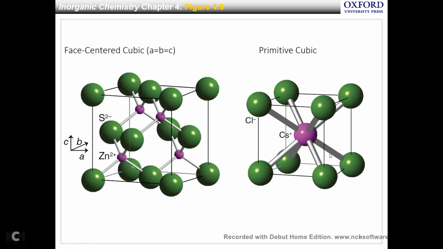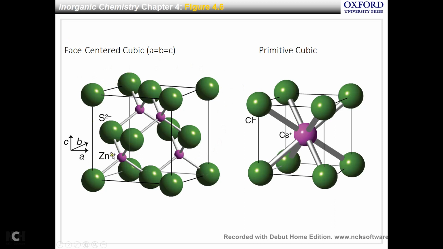Now, if we have ionic compounds, just look at one of the two ions. Don't look at both ions. So in this case, this is zinc sulfide. The bigger green ones are the sulfide ions. Just look at those green ones. And then this is so-called face-centered cubic.